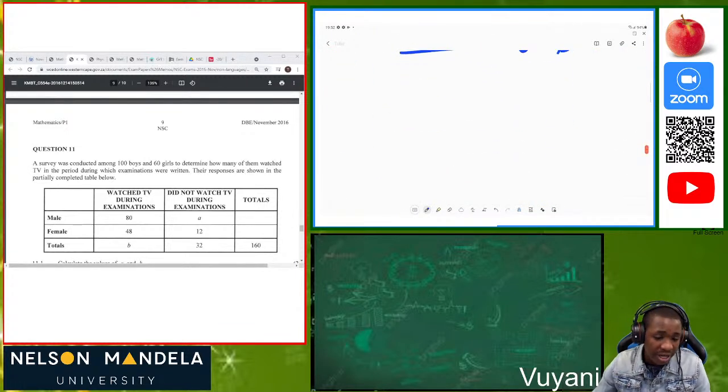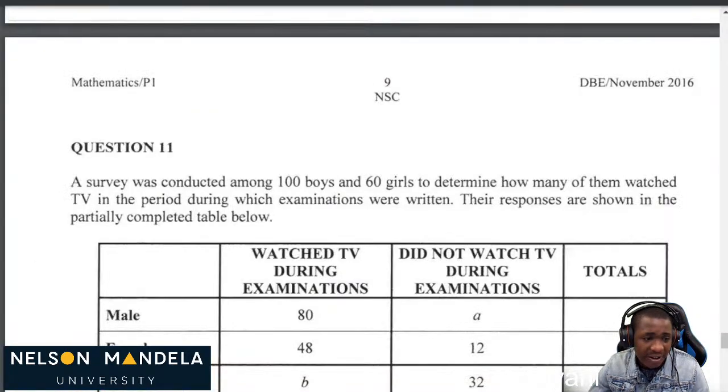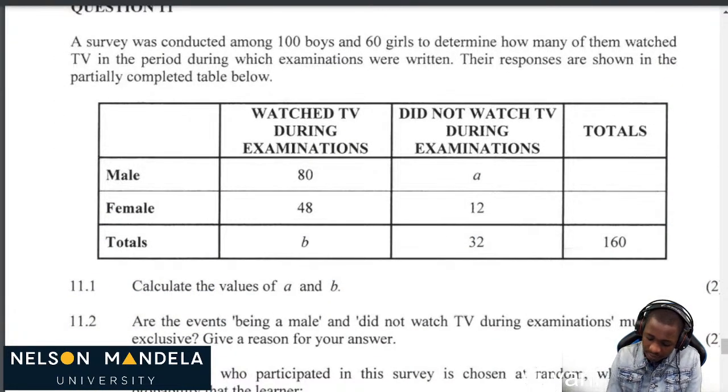Now let's look at our question paper. On the question paper above, we are given this question 11.